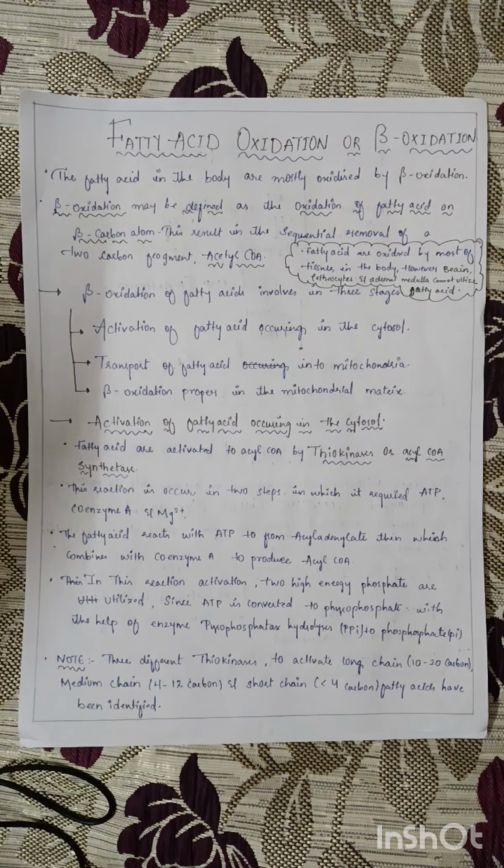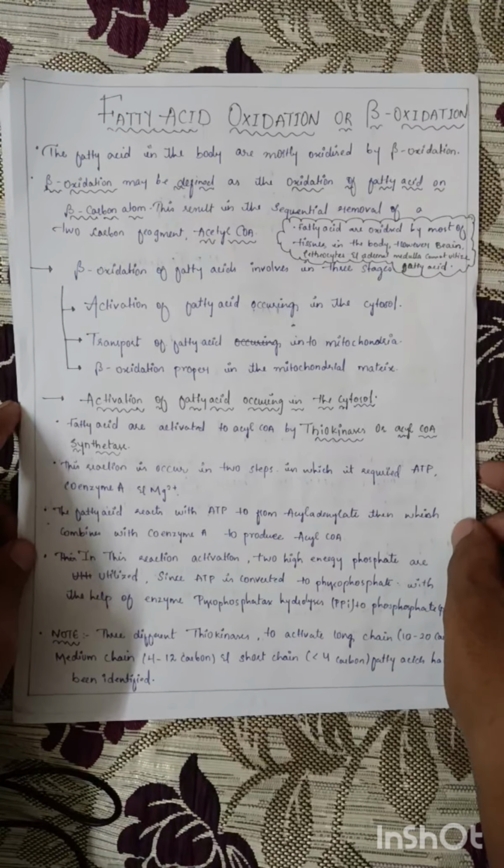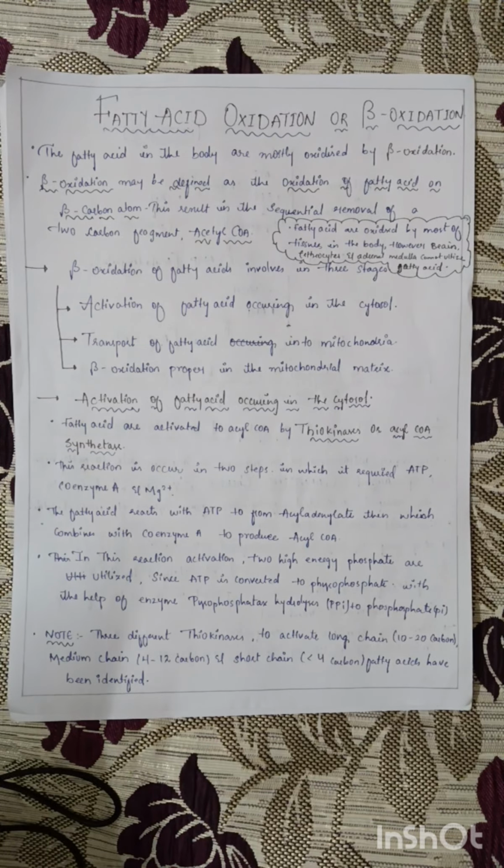In that, adenosine monophosphate is formed. Then we have two phosphates, pyrophosphate. Then it goes to the pyrophosphatase enzyme to form phosphate. Note, three different thiokinases to activate long chain (10 to 20 carbon), medium chain (4 to 14) and short chain (less than 4 carbon) fatty acids have been identified. Now we are focusing upon the first step, activation of fatty acid occurring in the cytosol.